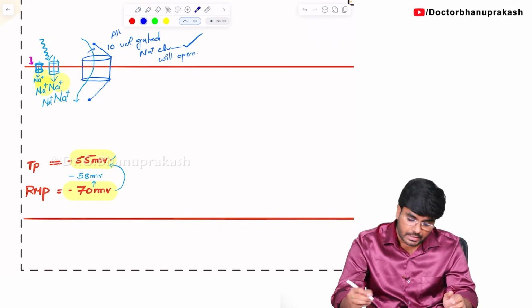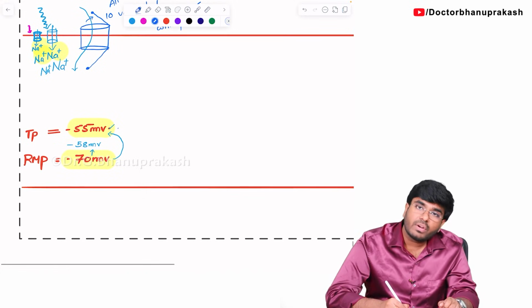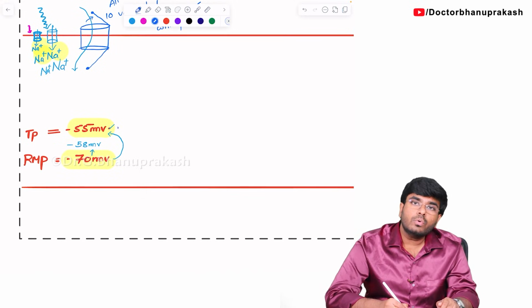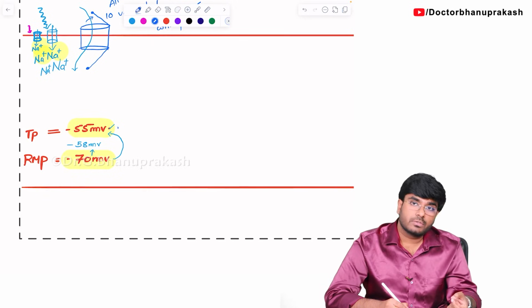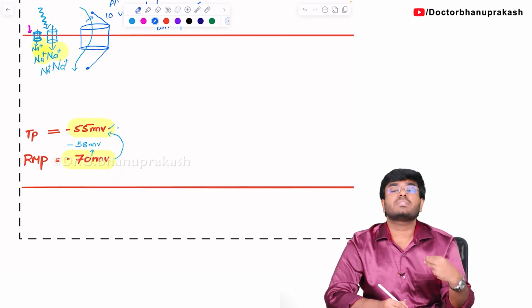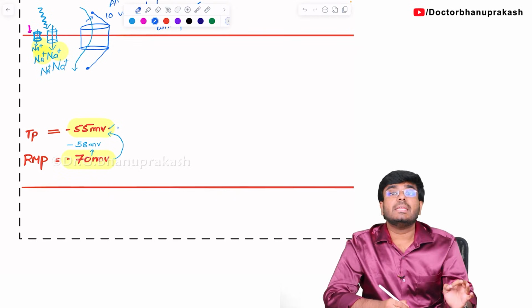As sodium is coming into the cell, the voltage will go from minus 55 to 0, and from 0 to plus 10, plus 20, plus 30, plus 40. So this is called depolarization. The voltage is becoming positive within the cell. It is crossing 0 and going towards plus 20, plus 30, plus 40. This is called depolarization.